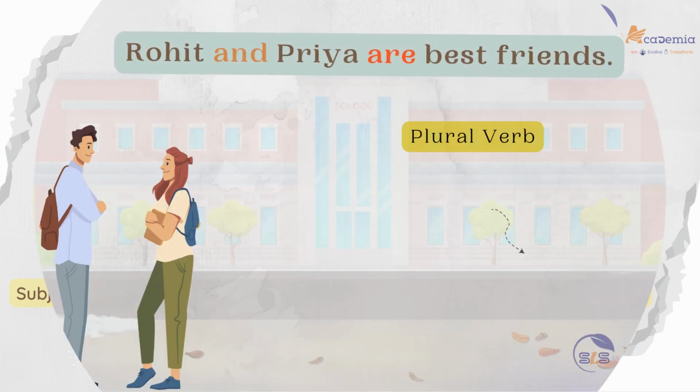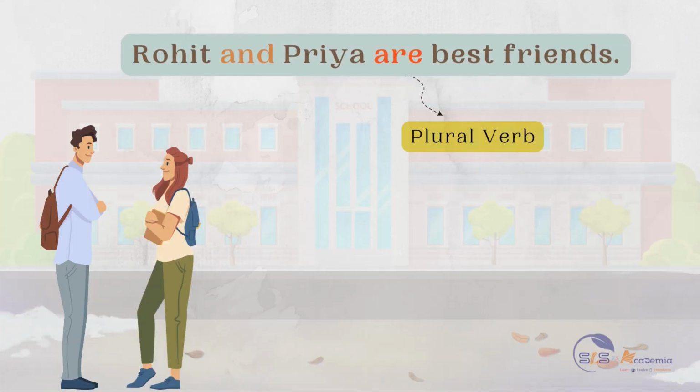For example, Rohit and Priya are best friends. In this sentence, the subjects Rohit and Priya are joined by and, so a plural verb, are, is used to agree with the subject because Rohit and Priya together form a pair of best friends.